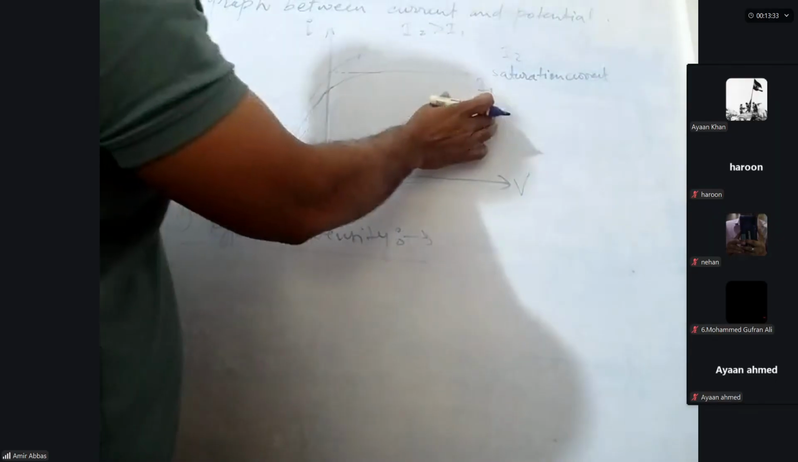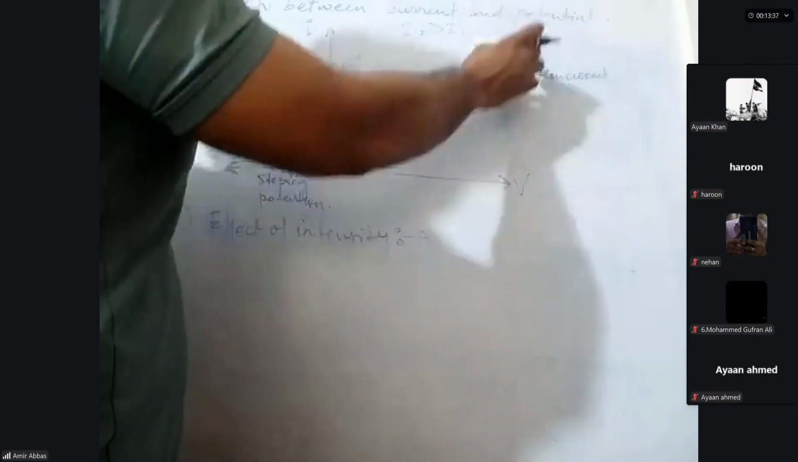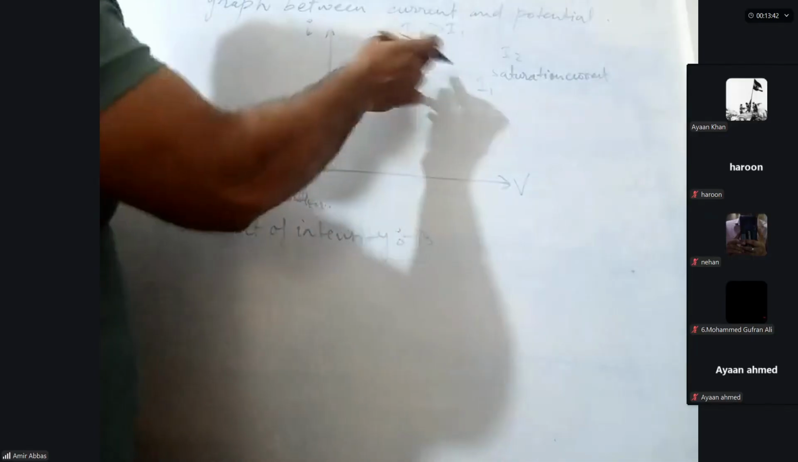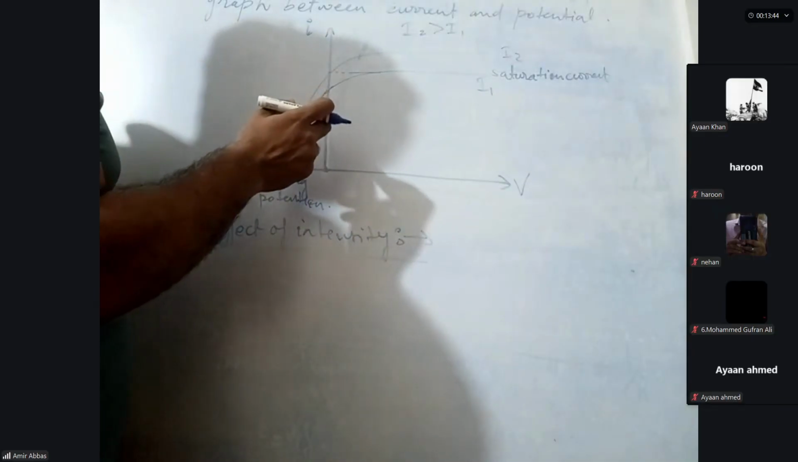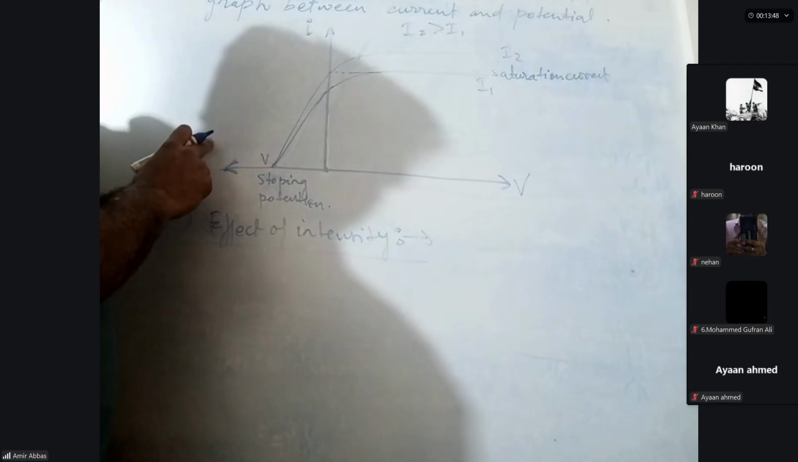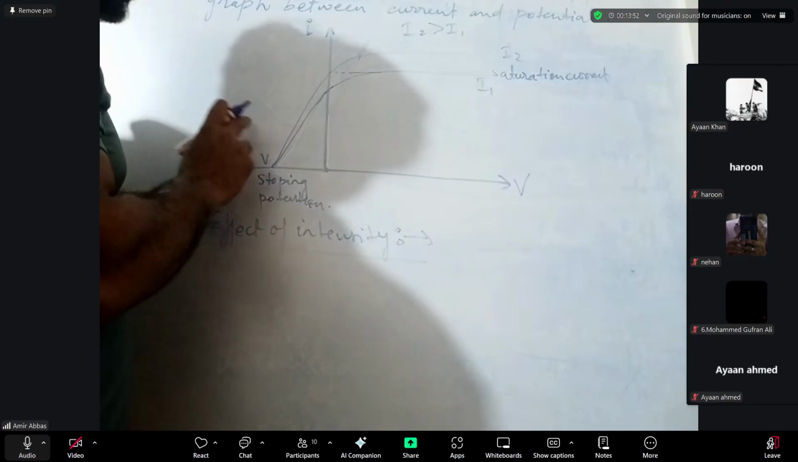So if this is the current for some intensity of radiation, and this is another intensity for another radiation, then the saturation current will be maximum for the higher intensity. Have you got that here? But the stopping potential is the same. Have you got that? Stopping potential is the same.